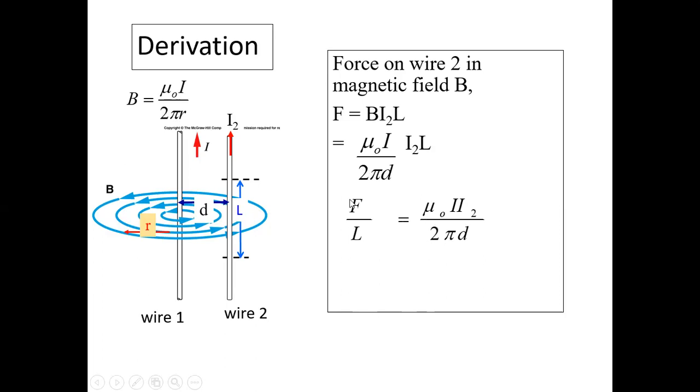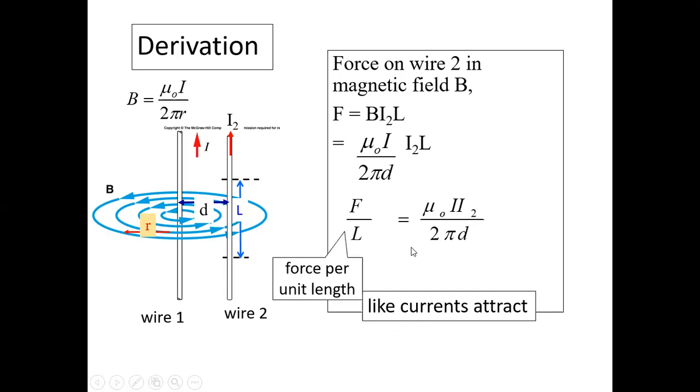Take our length down, so we call that force per unit length: mu naught I1 I2 over 2 pi D. We change the R to D, that's all, because it's given D is the separation. That is if you imagine 3 dimensions. We'll get this result soon: like currents attract. So this is called force per unit length.